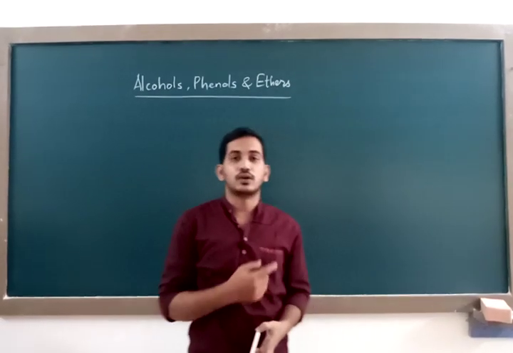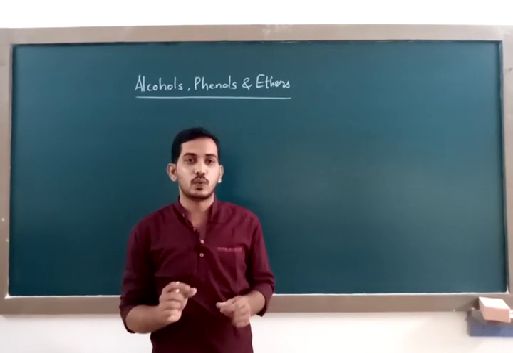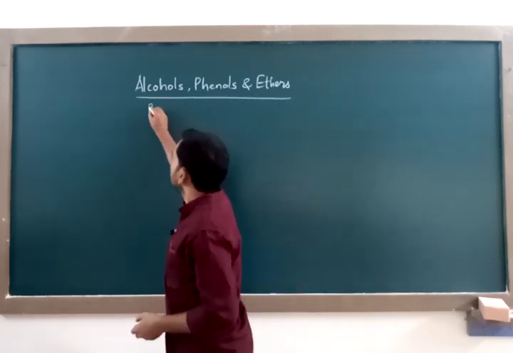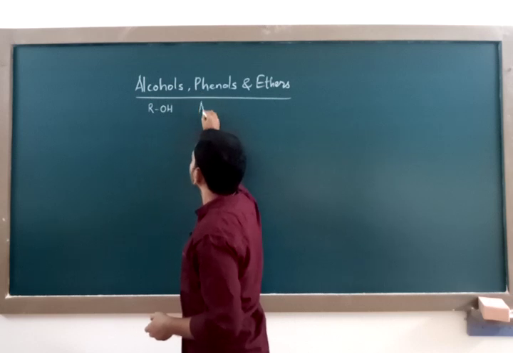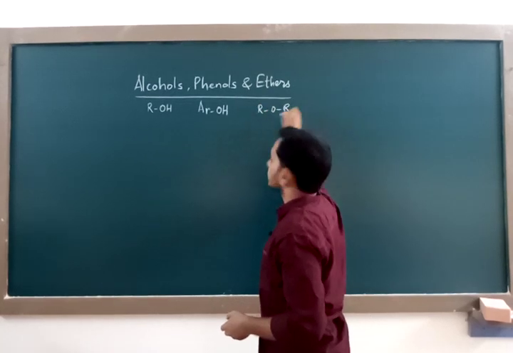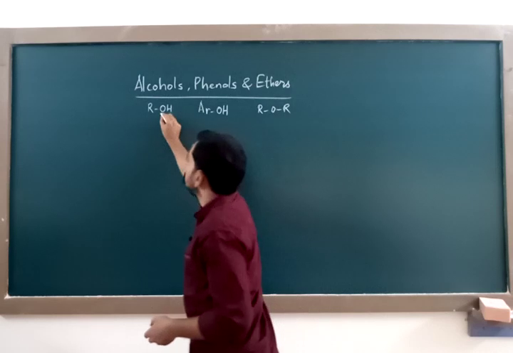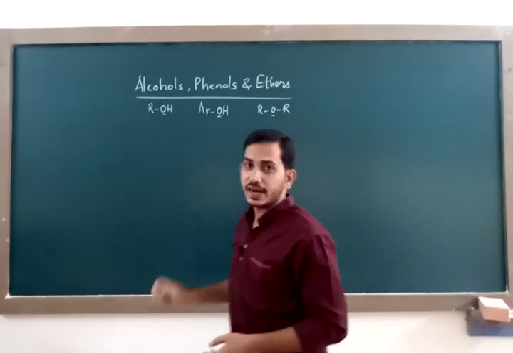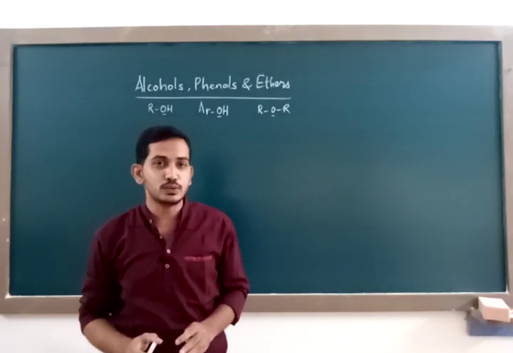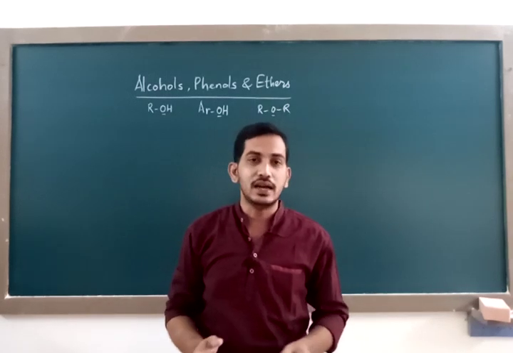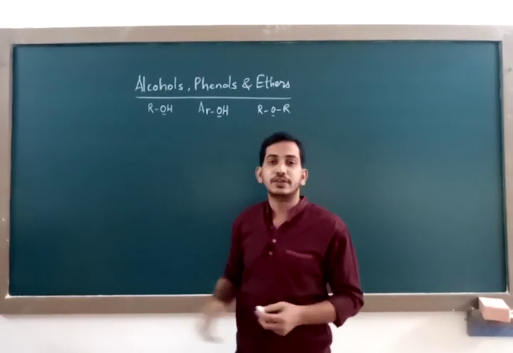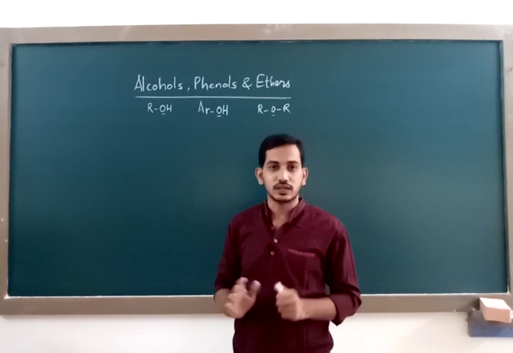All the three compounds, alcohols, phenols and ethers, have one atom in common. It is oxygen. Alcohols have general formula ROH, phenols have general formula ArOH and ethers have formula ROR. So all the three compounds have oxygen in them as a common atom. For this reason, alcohols, phenols and ethers are also called oxygen containing organic compounds. Now, since all the three have different properties, we shall study them separately and not combined.